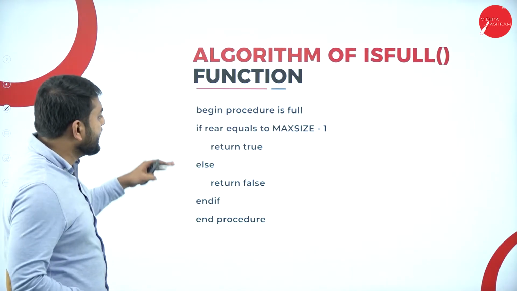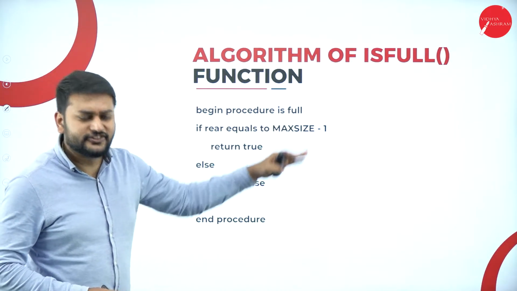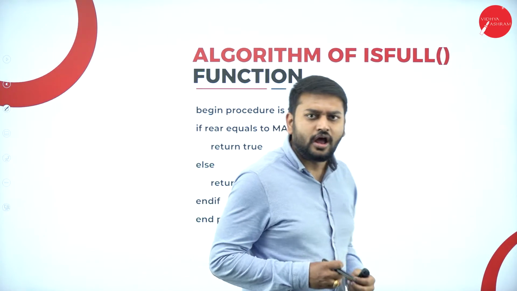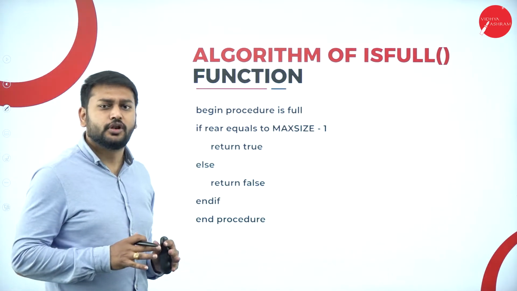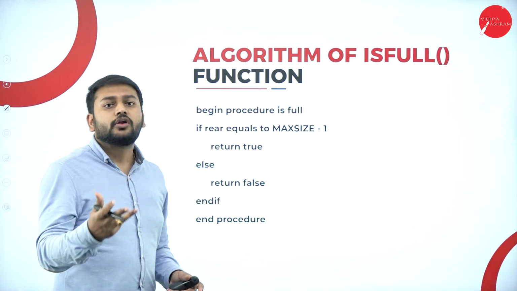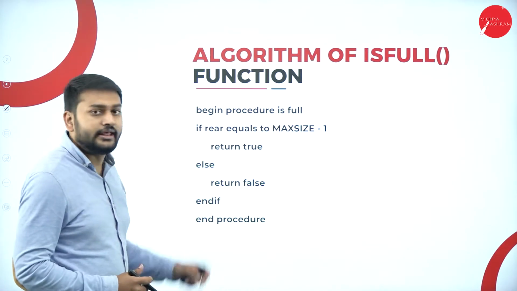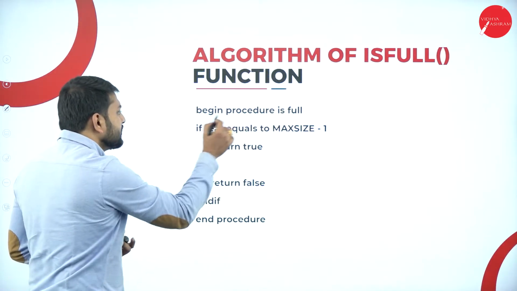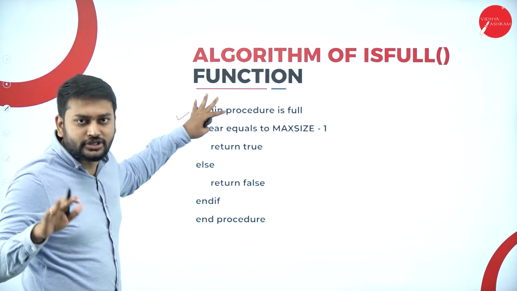Moving forward. So guys, observe the algorithm of isFull. I'm just checking using isFull. What is the meaning of isFull? I'm just checking whether my queue is full or not. How do I check that? Observe here, I have the algorithm. This is the beginning of the procedure isFull. I'm just checking.